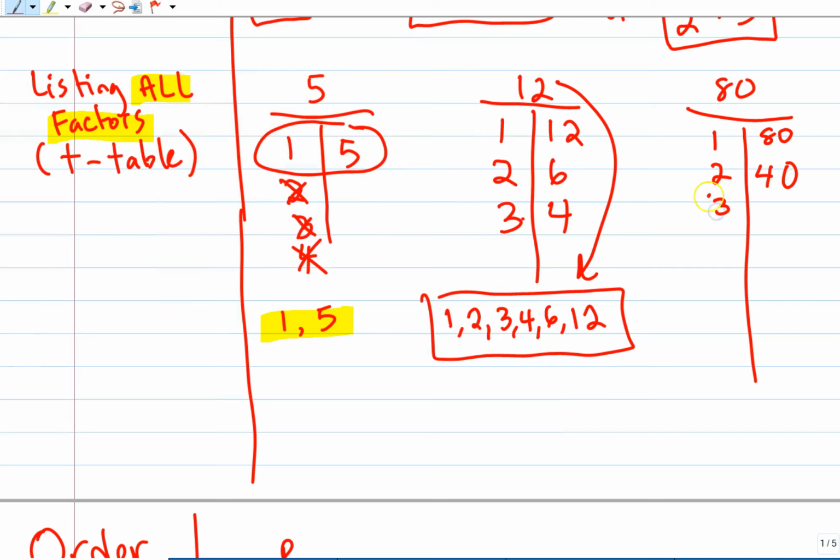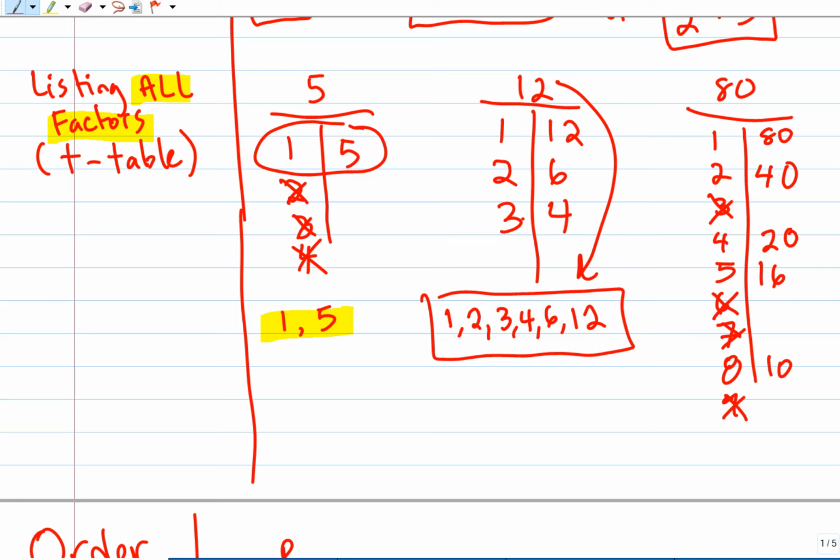3 doesn't go in evenly. If I try to divide 80 by 3, you end up with a decimal. It doesn't go in evenly. 4 goes in. 4 times 20. 5 goes in. Divide 80 by 5, you should get 16. 6 does not go in. You don't have to write the ones that don't go in. It's just a nice way to show. 7 does not go in. 8 goes in. That's 8 times 10. 9 does not go in.